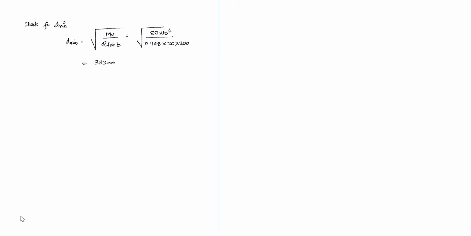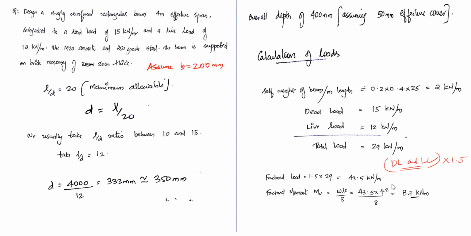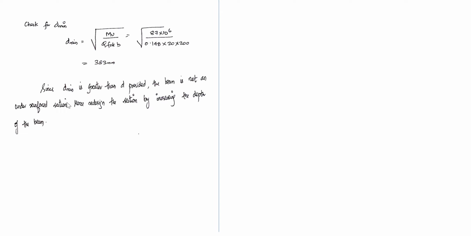Now we will check for D minimum, that is D minimum is equal to root of Mu by Q fck B. That is, if this section is assumed as a balanced section, then what is the depth required? So D minimum you will get as 383 mm. We have provided D as 350 mm, and D minimum we got as 383 mm, which means D minimum is greater than the D provided. So the section is not an under reinforced section, it will be an over reinforced section.